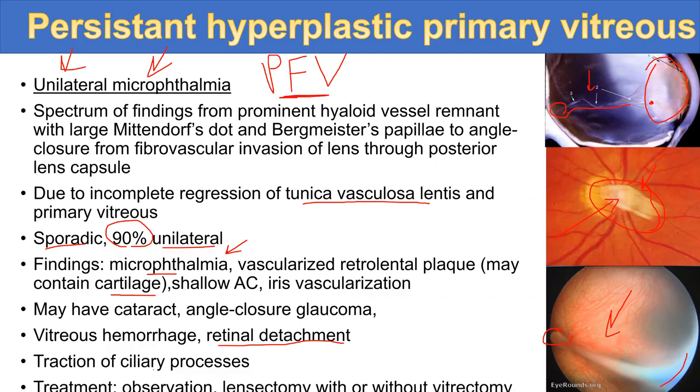They can also show traction of the ciliary processes. So you will find that the ciliary processes are very visible on dilated fundus examination, which is not the case on normal occasions. Treatment depends on the case, or on the spectrum. If it is just a Mittendorf dot or just a Bergmeister papilla, then you just do observation. If there is invasion of the lens, you can do lensectomy. If there is a retinal detachment, you can do vitrectomy. So it will depend on the case. Not all the cases are the same.